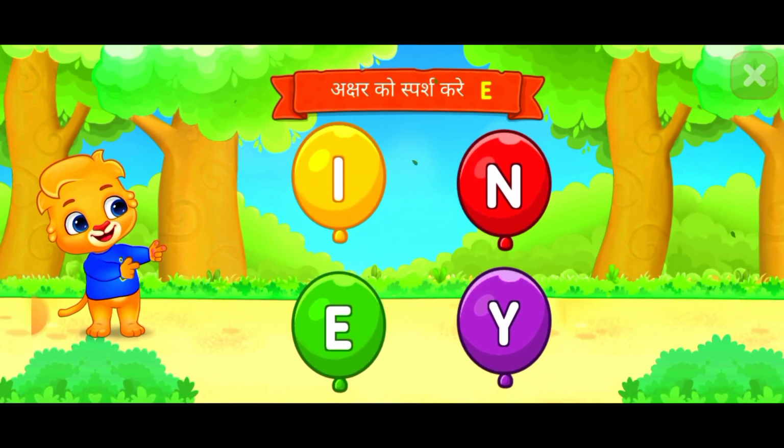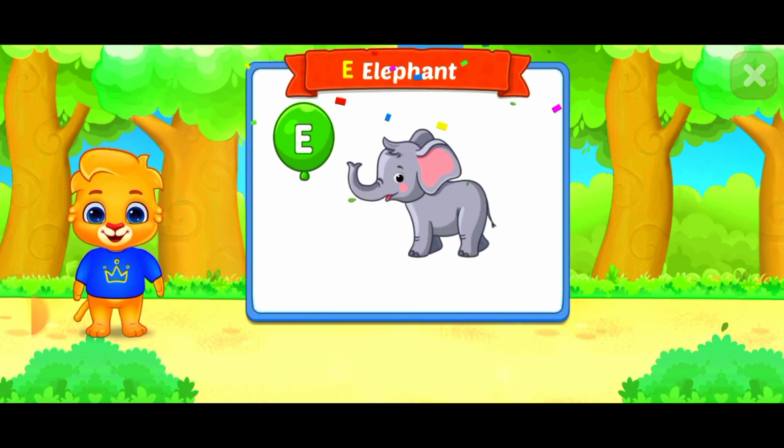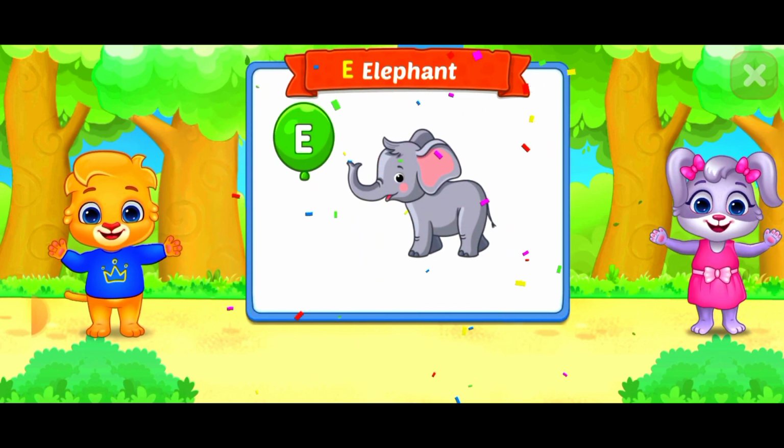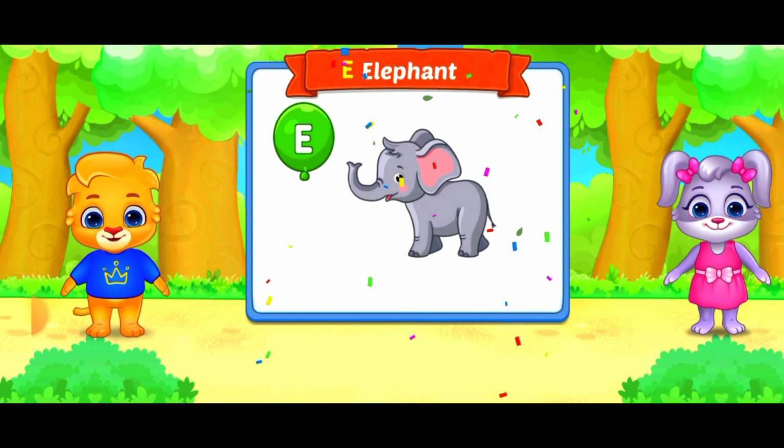अक्षर को स्पर्श करें। E. E is for elephant.